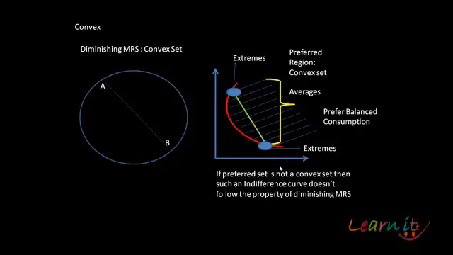So strict convexity is actually enforcing the notion of diminishing MRS, and this is one of the properties of the indifference curve, that indifference curves are convex to the origin. What we have understood from this reading is what a convex set is. The preferred set for an indifference curve is a convex set. In case the preferred set is not a convex set, then such an indifference curve would not satisfy the diminishing MRS property. And averages are always preferred to extremes. So this is what we have understood from this recording. Thanks.